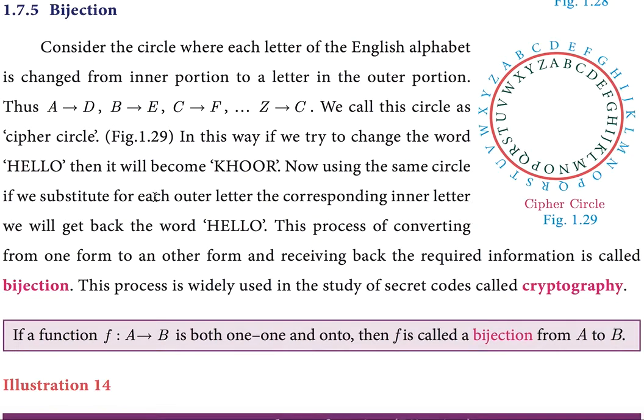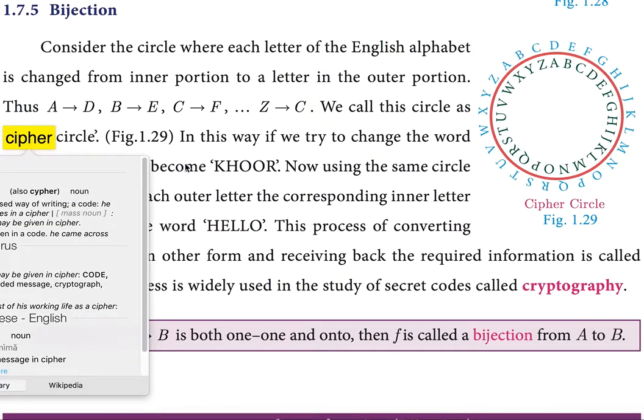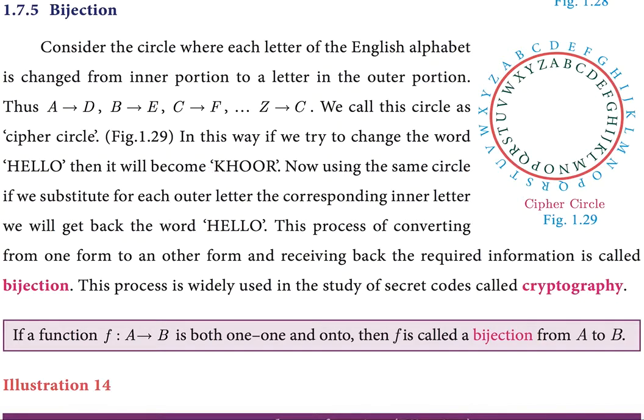Bijection. Consider the circle where each letter in the English alphabet is changed from the inner portion to a letter in the outer portion. Thus A to D, B to E, C to F, Z to C. Where is Z? Yeah, Z to C. We call this circle a cipher circle. What does this mean? Cipher means a code. In this way, if we try to change the word hello, then it will become a coded word.